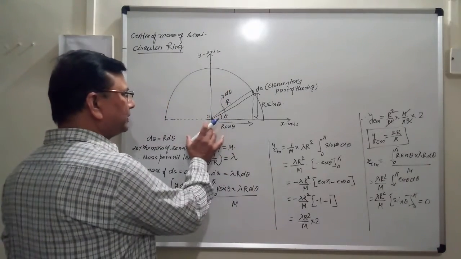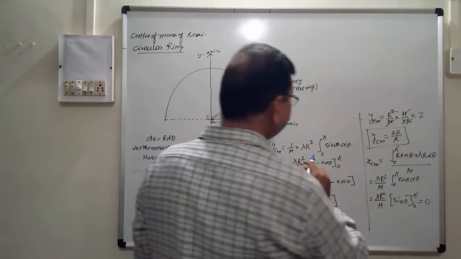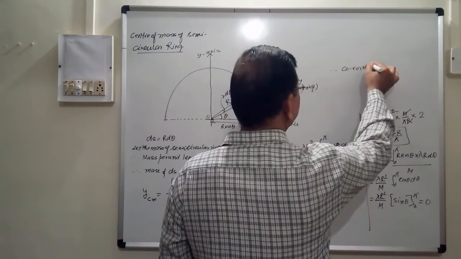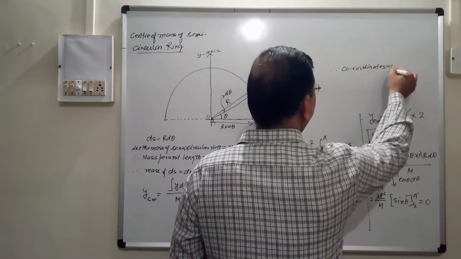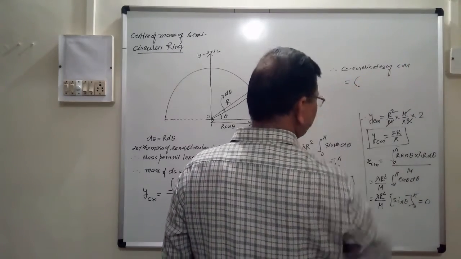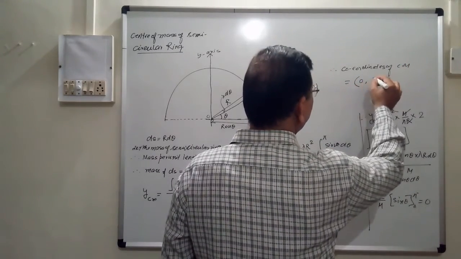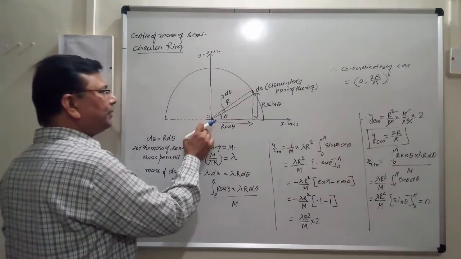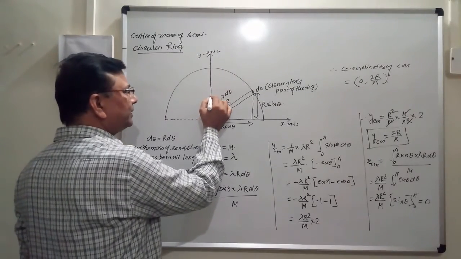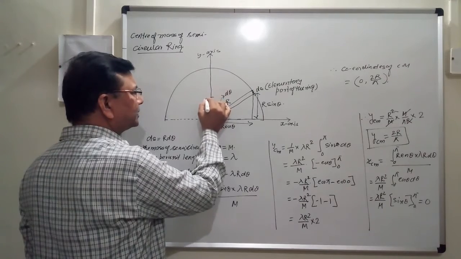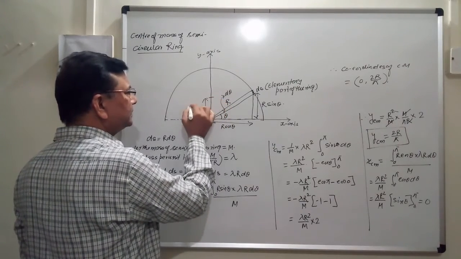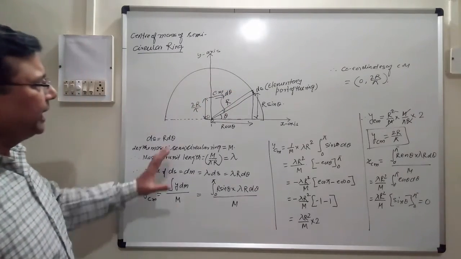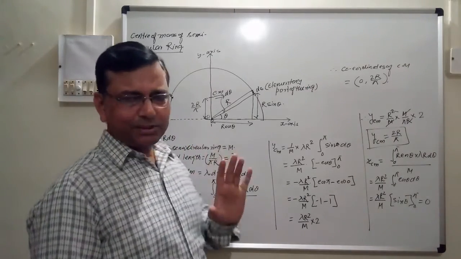So the coordinates of the center of mass: the x coordinate is 0 and the y coordinate is 2r by pi. So 2r by pi, it will be on the y axis, somewhere here. This distance is 2r by pi. This is the center of mass. This way we could find the center of mass of the semicircular ring.